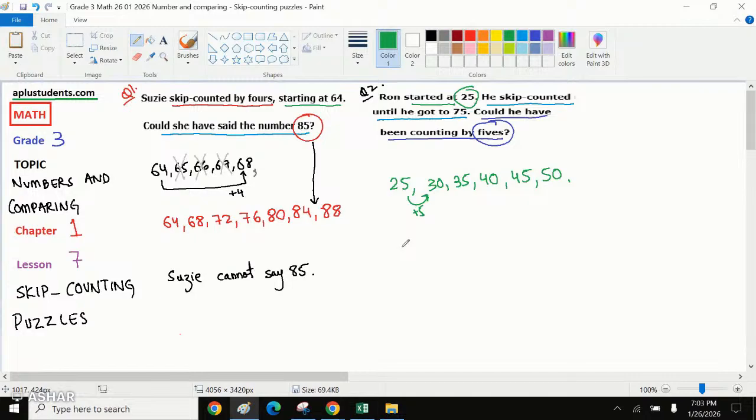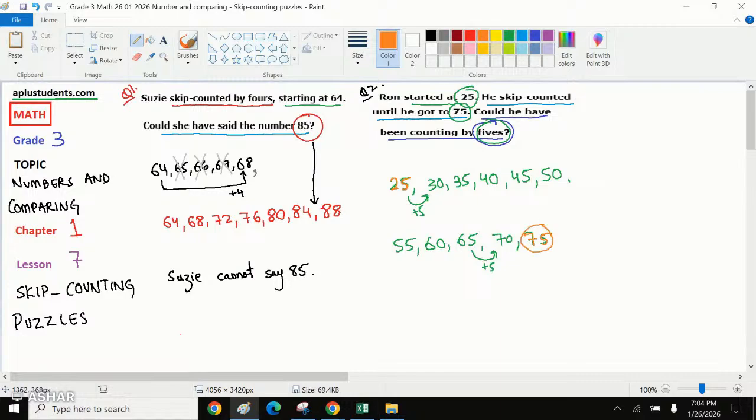I'll do it in the next column. 50 plus 5 is 55. 55 plus 5 is 60. 60 plus 5 would be 65. 65 plus 5 is, we're adding skip counting by 5s, right? That would be 70. And 70 plus 5 is 75, right? So Ron started at 25 and he reached 75, right?